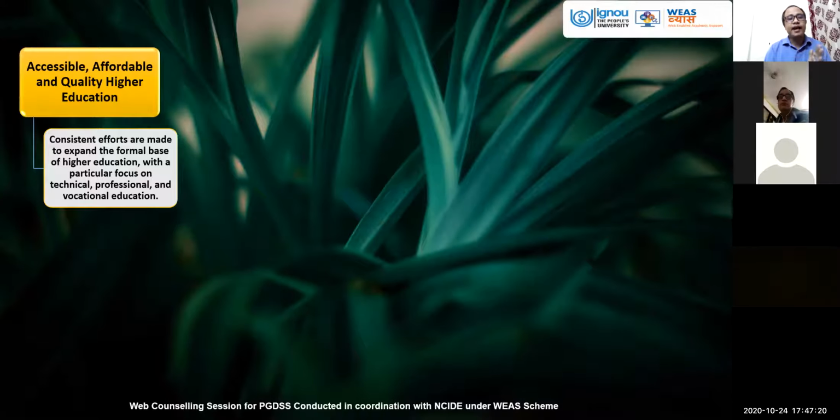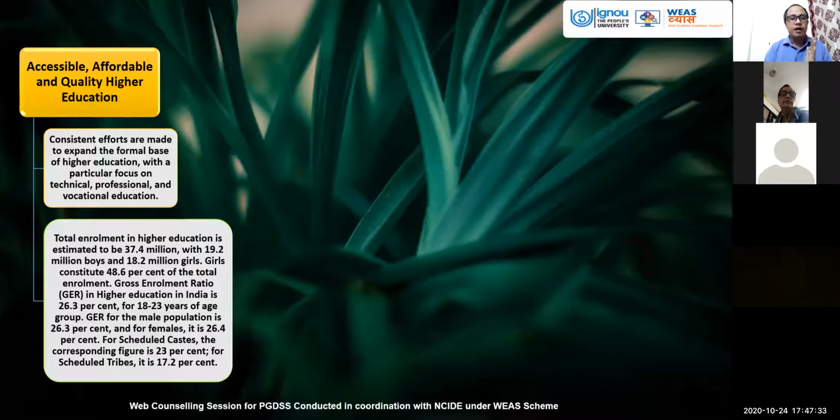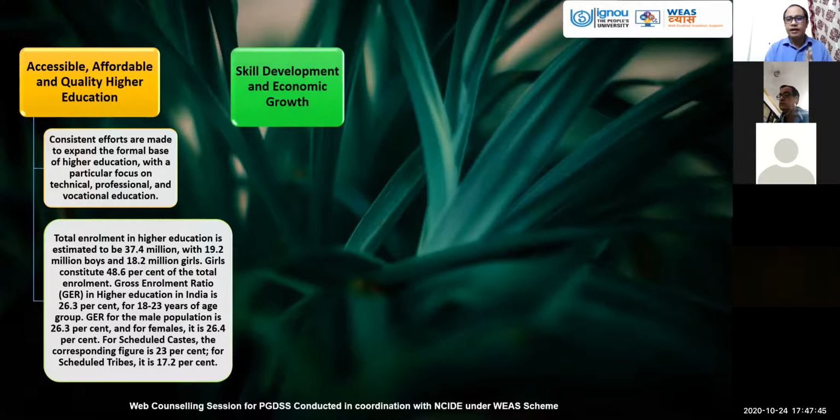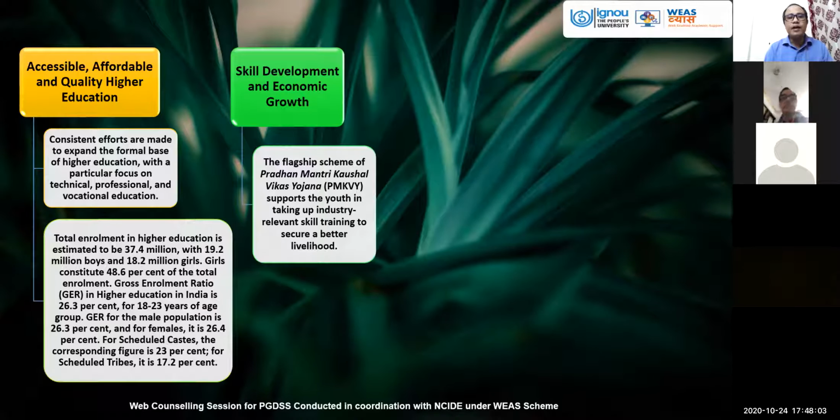And we're moving towards that direction, implementing towards that direction with a consistent effort to expand the formal base of higher education with a particular focus on technical, professional, and vocational education. Then enrollment in higher education is estimated to be 37.4 million, with 19.2 million boys and 18.2 million girls. We're improving that. And in this line also, we have the latest National Education Policy 2020 that talks about introduction of technical, professional, vocational education at different levels. Skill development, economic growth also.